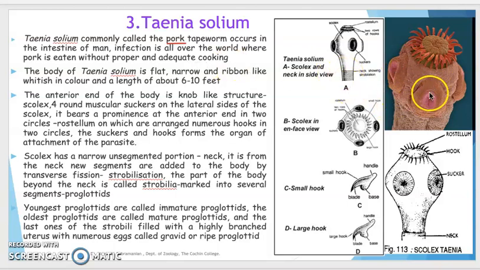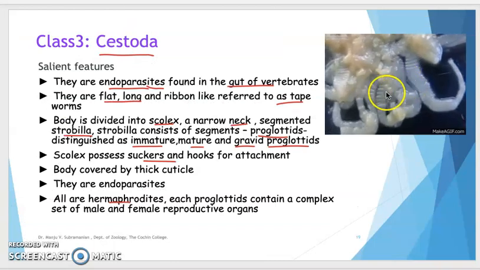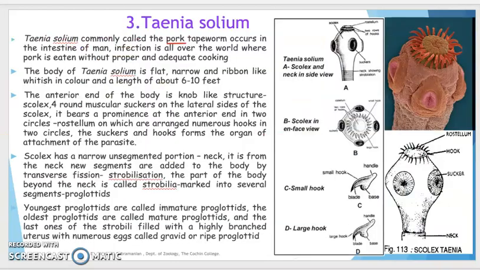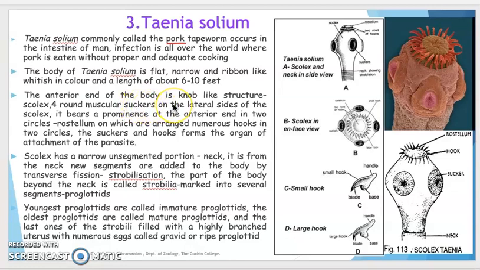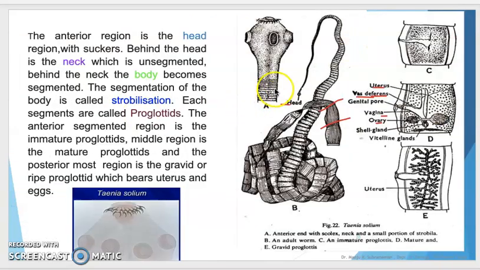This is a highly magnified image of a tapeworm scolex, and these are the diagrammatic pictures of Taenia solium. So the body of Taenia solium is flat, narrow and ribbon-like. It is whitish in color. Its length can reach up to 6 to 10 feet, and the anterior end of the body is a knob-like structure called the scolex.